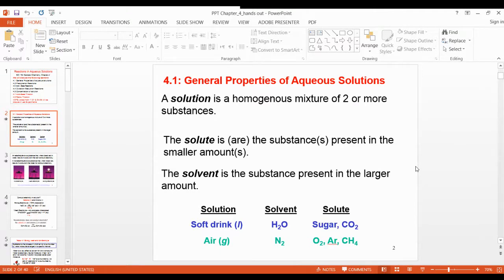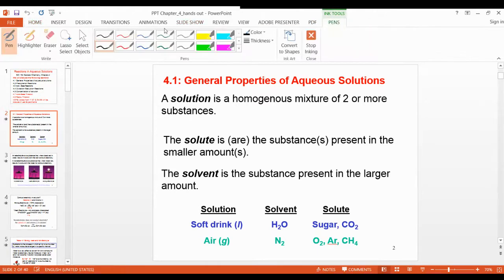Now, solution. Actually, what is a solution? A solution contains two parts: solute and solvent. The solute is a small portion, a small part, and the solvent is the big part, the big portion.